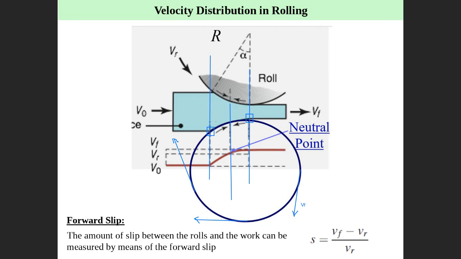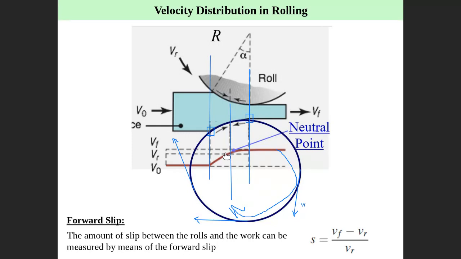So VR is something between VO and VF. Here, when the rolling process starts, the material will enter at VO and will exit at VR. Actually, the roller is a drive. What does that mean? It means the roller is rotating like this.